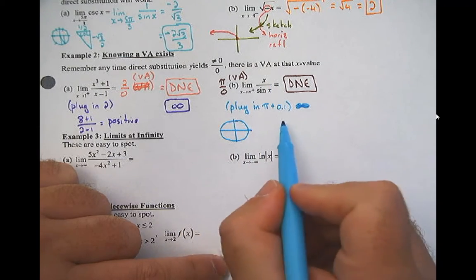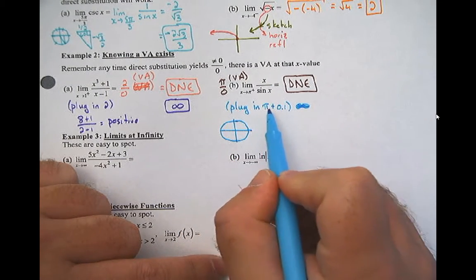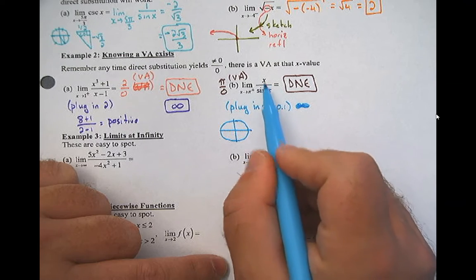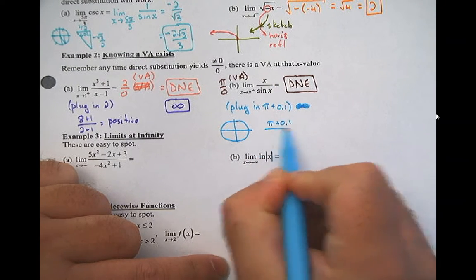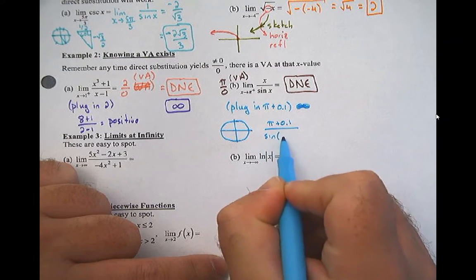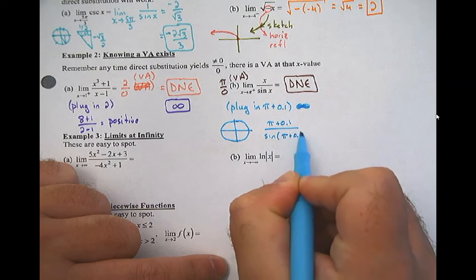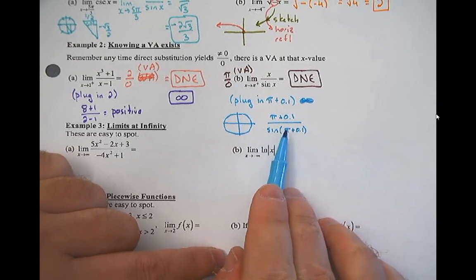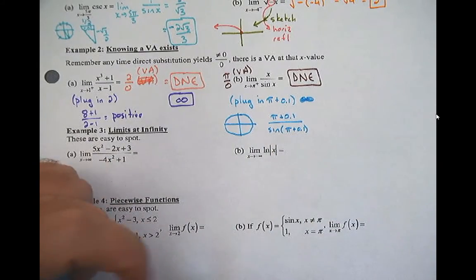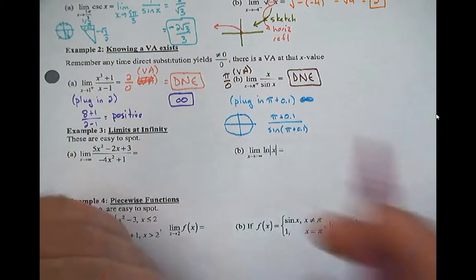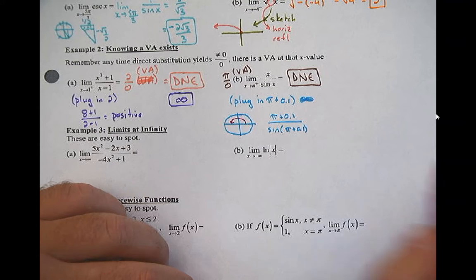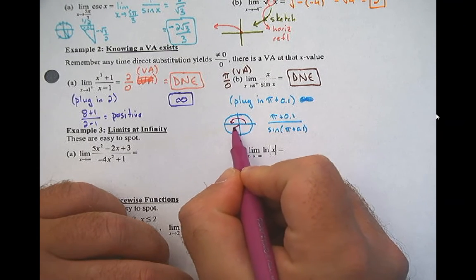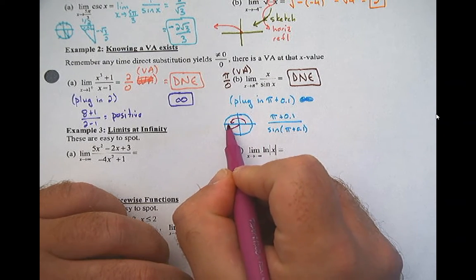Okay, so first of all, if I'm plugging in pi plus 0.1 into x, I would get pi plus 0.1 on the top over sine of pi plus 0.1. In other words, I'm just thinking about this as pi plus a little bit more. So if I go to pi, here's pi, 180, and then I go a little bit more. I'm going to say that's my little bit more.